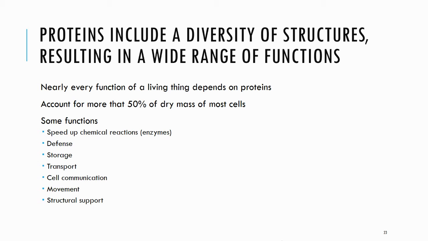Next, we will move on to proteins, which are the most abundant and diverse group of macromolecules. Nearly every single function of a living thing depends on proteins, and it accounts for more than 50% of the dry mass of most cells. Some functions of proteins include that they speed up chemical reactions. So, there we're talking about enzymes. They're used for defense, storage, transport, cell communication, movement, and structural support.